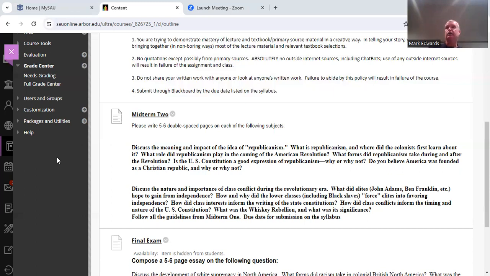But it will be broken out into essay 1, republicanism, and essay 2, class conflict, and then you're going to go through and answer the questions for each one.